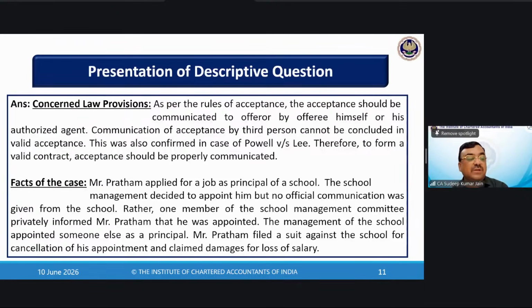Facts of the case: Mr. Pratham applied for a job as a principal of the school. The school management decided to appoint him, but no official communication was given from the school. Rather, one member of the school management committee privately informed Mr. Pratham that he was appointed. The management of the school appointed someone else as a principal. Mr. Pratham filed a suit against the school for cancellation of his appointment and claimed damages for the loss of salary.